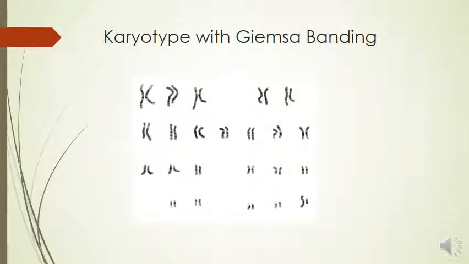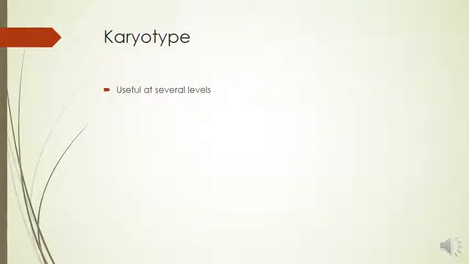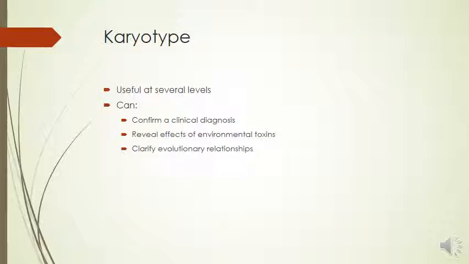Here is an example of a normal male, 46,XY, and the chromosomes have been stained with what's called G banding in this specific one. Karyotypes are useful at several levels. They can confirm a clinical diagnosis, they can reveal effects of environmental toxins, and they can clarify evolutionary relationships.